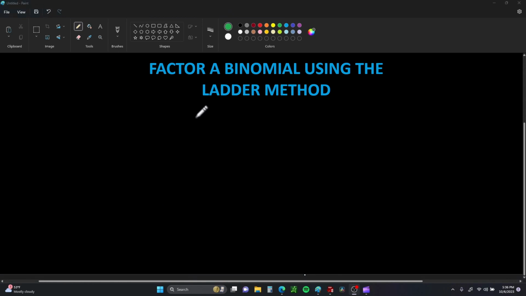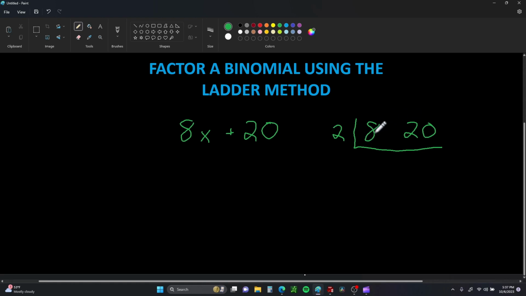So now let's suppose that we have 8x plus 20. Normally, using the ladder method, I would put the 8 and the 20 inside the ladder. And then I would ask, what's the smallest prime number that would go into both of these? And that's a 2. And then once I do 8 divided by 2 is 4, and 20 divided by 2 is 10. Just as the distributive property is multiplication, the factoring is division.